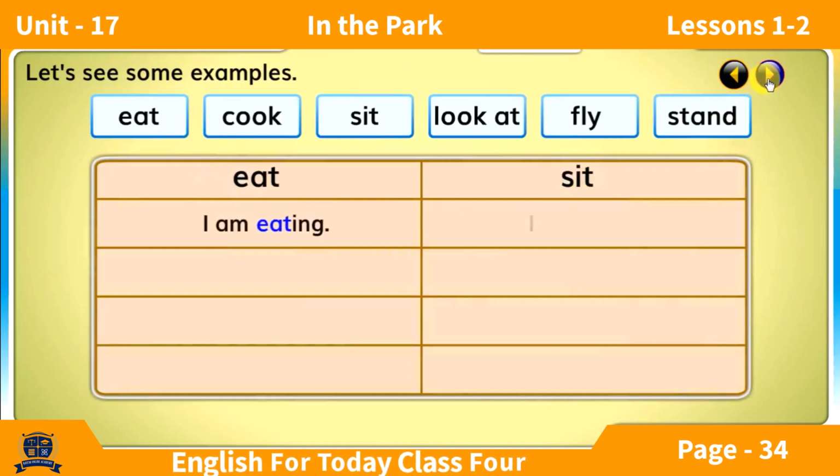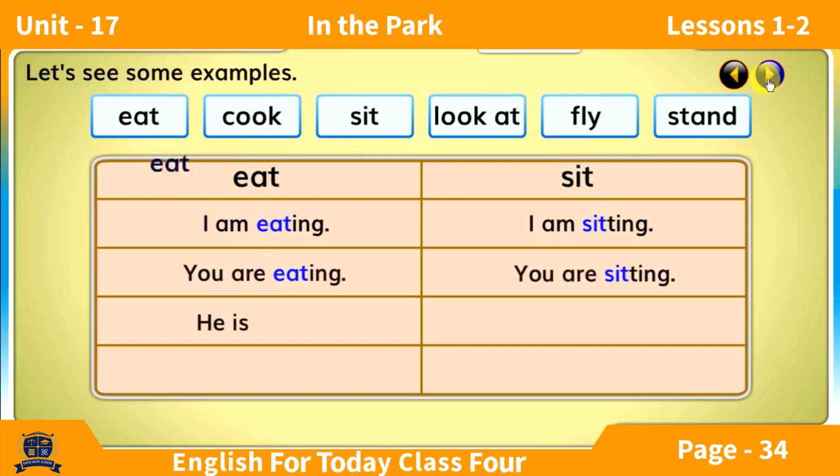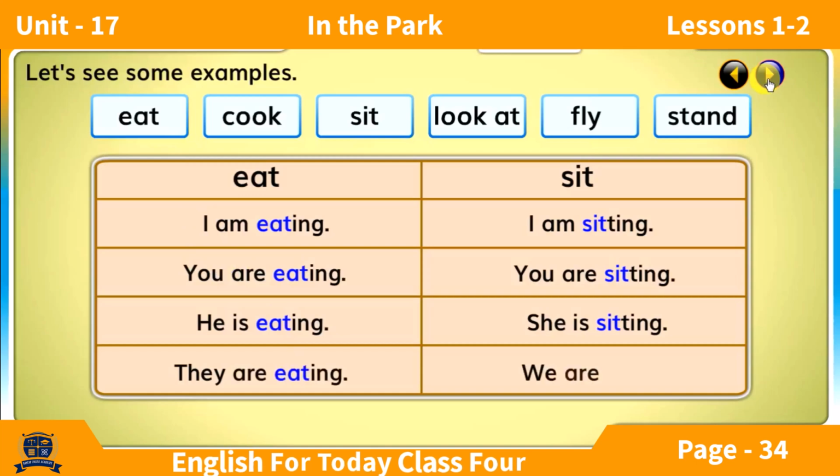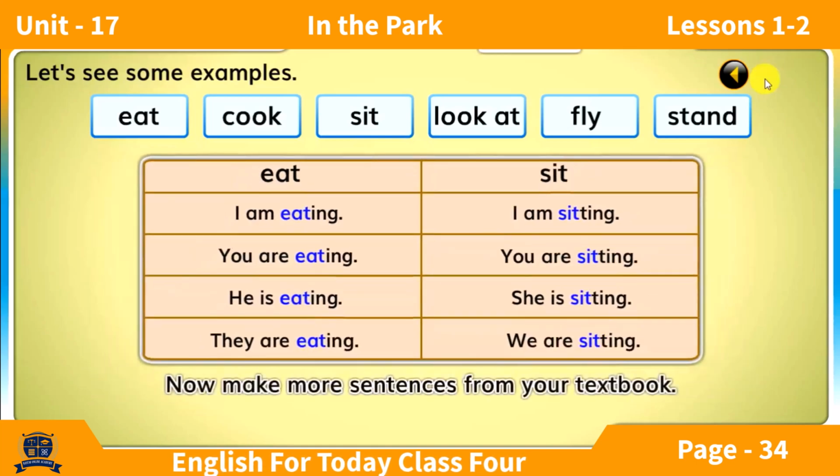I am eating. I am sitting. You are eating. You are sitting. He is eating. She is sitting. They are eating. We are sitting. Now make more sentences.